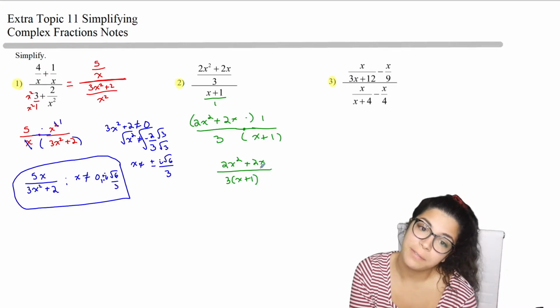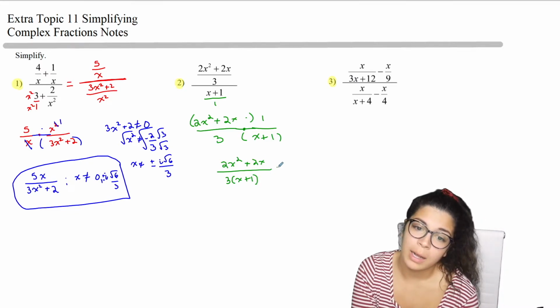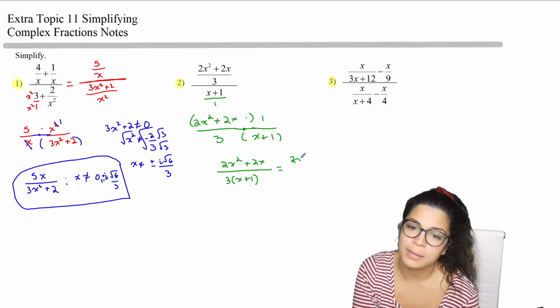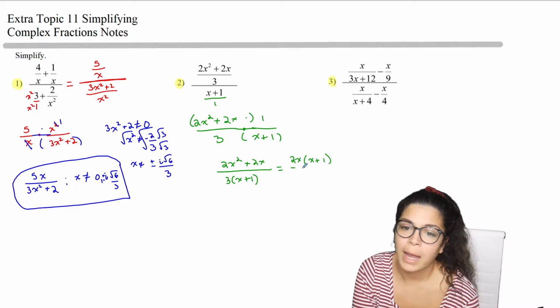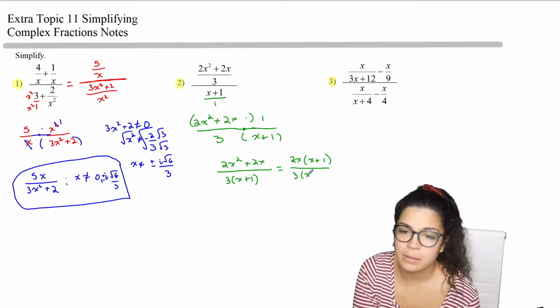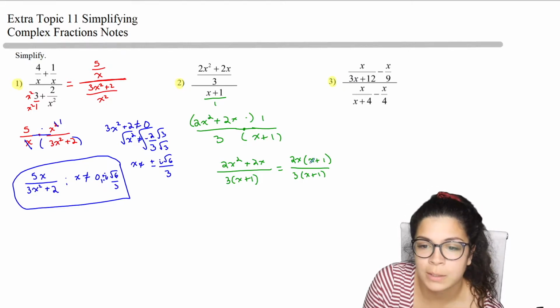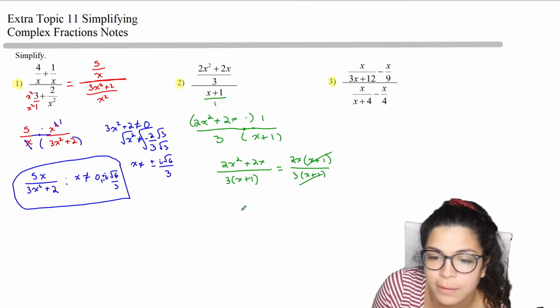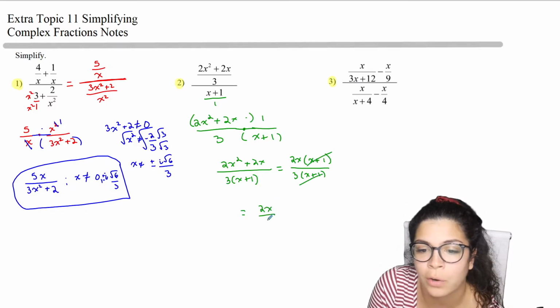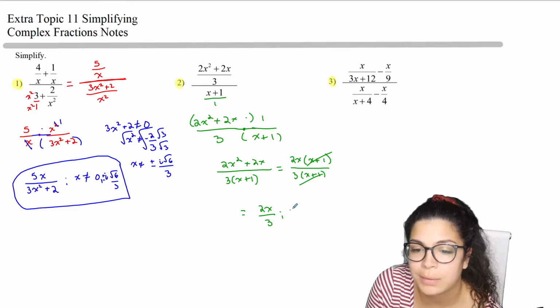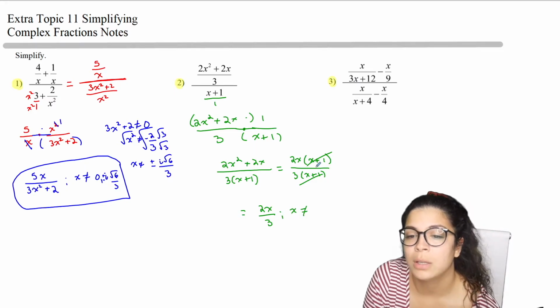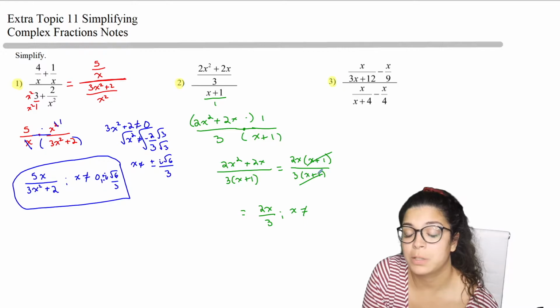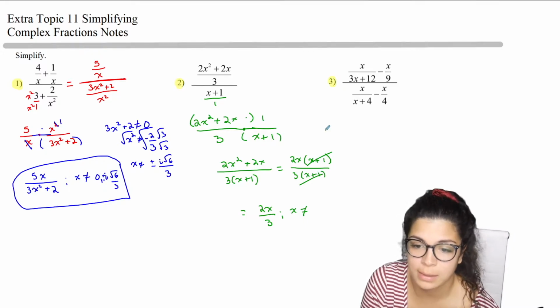Now I can actually factor the numerator here. I could factor out a 2x, and that gives me x plus 1. And then in the denominator, that would be 3 times x plus 1. So x plus 1 ends up canceling, so our final answer would be 2x over 3. And again, we do have to state that x plus 1 cannot be 0, so that means that x cannot be -1.